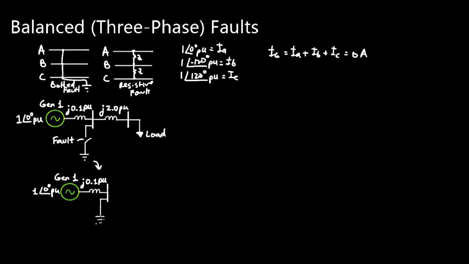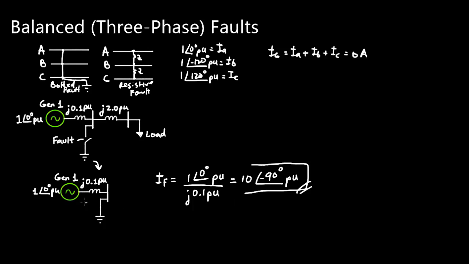And so now that we have this condition, we can simply say that the fault current, which I'm going to call IF, is simply going to be equal to the voltage of the generator over the impedance to the short circuit, or to the ground, which in this case is just this impedance. So for this example, the fault current would be the voltage, which is 1 per unit at 0 degrees, over the total impedance to ground, which in this case is just this impedance. So over j0.1 per unit. So our fault current for this example would be 10 at minus 90 degrees per unit.